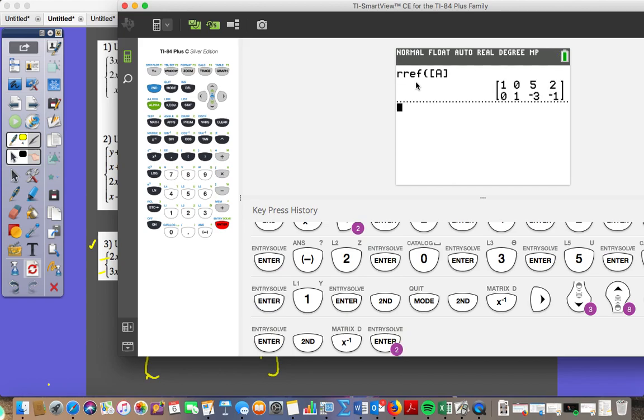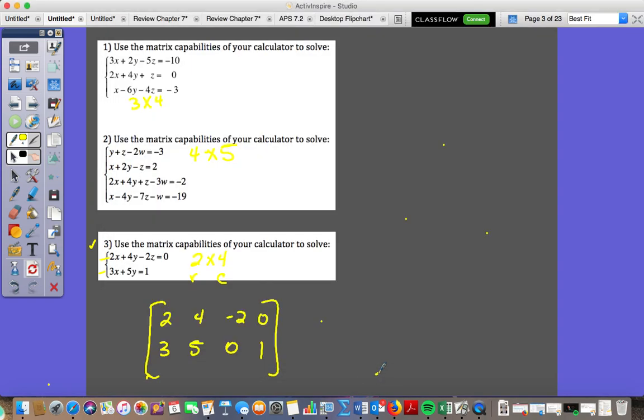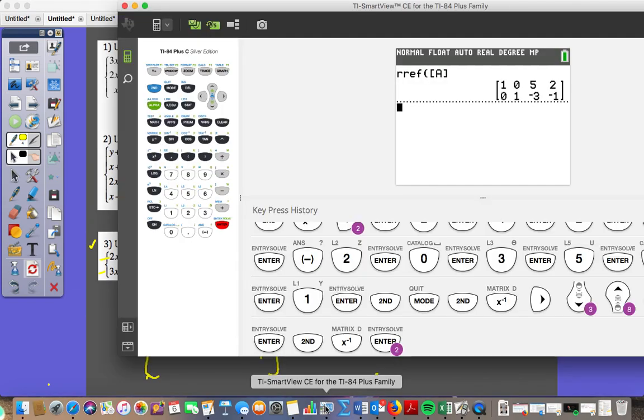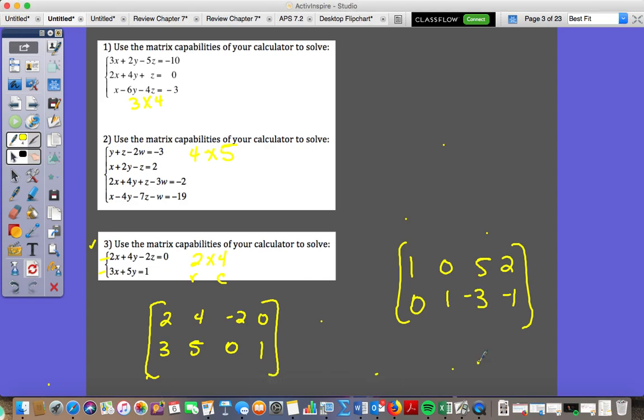And once I press enter one more time, we get this simplified matrix of 1, 0, 5, 2, and 0, 1, 3, and negative 1. I could be off just a little. I want to make sure. 0, 1, negative 3, negative 1. So this simplified matrix now allows us to see that there are two equations here. We have the x column, the y column, the z column, and then our solutions over here. So make sure that we keep it in order.